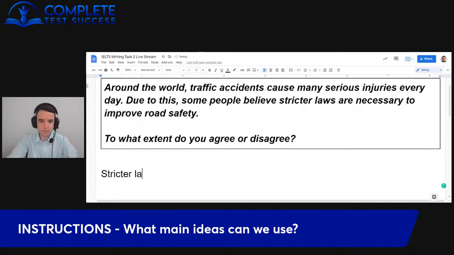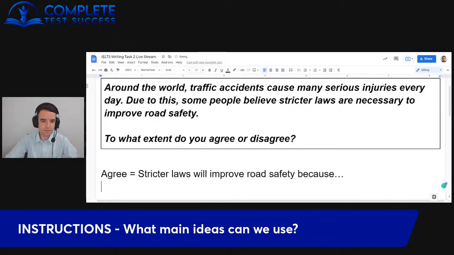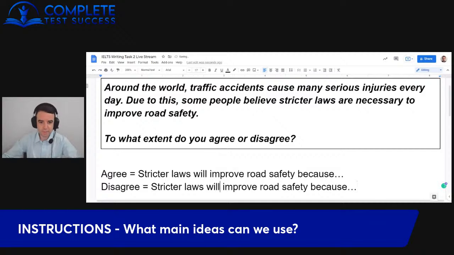Stricter laws will improve road safety because that. So it's going to be your main idea. So if you're agreeing, this is what you're saying. Or if you're disagreeing, you're saying stricter laws will not improve road safety because.